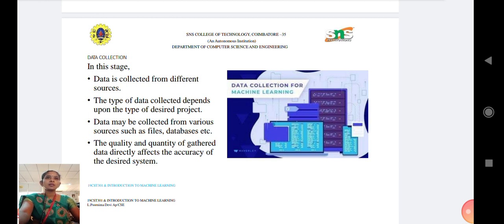It is one of the most important steps of the life cycle. The quantity and quality of the collected data will determine the efficiency of the output. The more data we have, the more accurate the prediction will be. Data may be collected from various sources. The quality and quantity of gathered data directly affect the accuracy of the desired system.